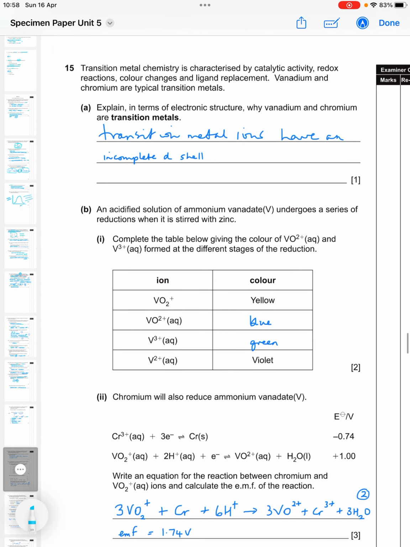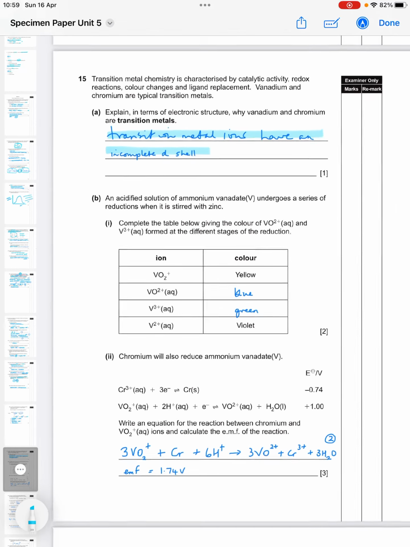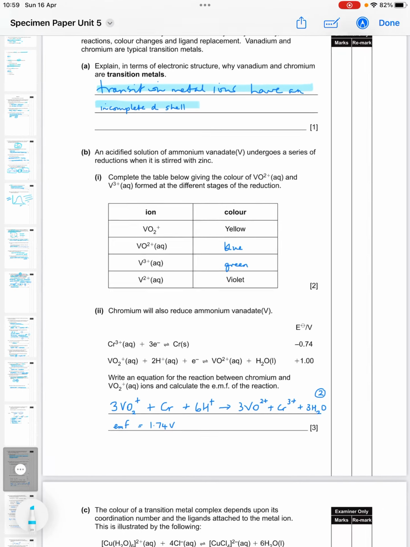Number 15, transition metal chemistry is characterised by catalytic activity, redox reactions, colour changes, and ligand replacement. Vanadium and chromium are typical transition metals. Explain in terms of electronic structure why vanadium and chromium are transition metals. They are transition metals because they have an incomplete d shell in their ions.